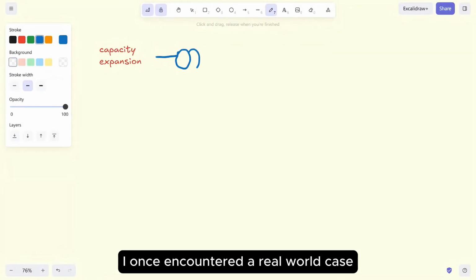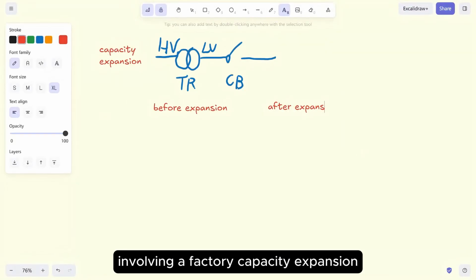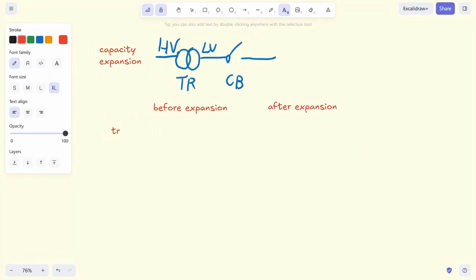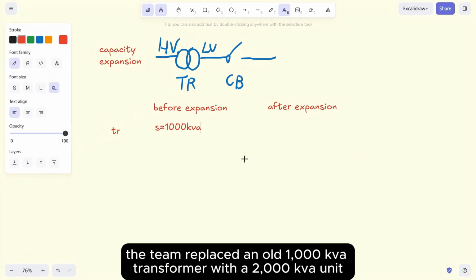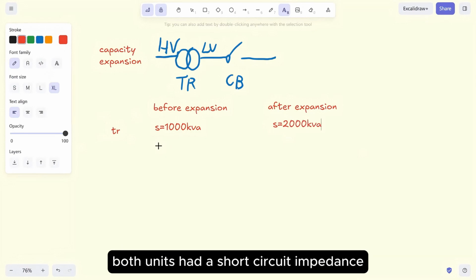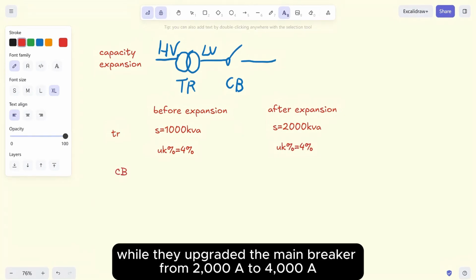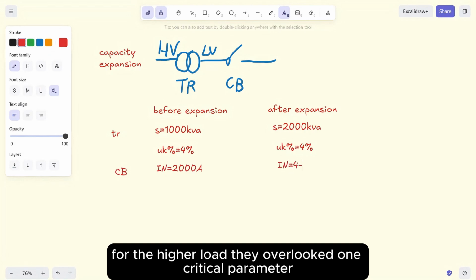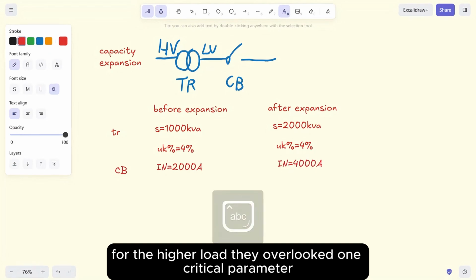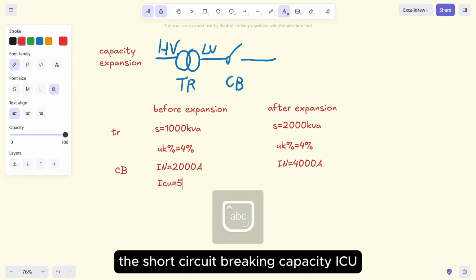I once encountered a real-world case involving a factory capacity expansion. The team replaced an old 1000 kVA transformer with a 2000 kVA unit. Both units had a short-circuit impedance, or UK%, of 4%. While they upgraded the main breaker from 2000 amps to 4000 amps for the higher load, they overlooked one critical parameter: the short-circuit braking capacity, ICU.